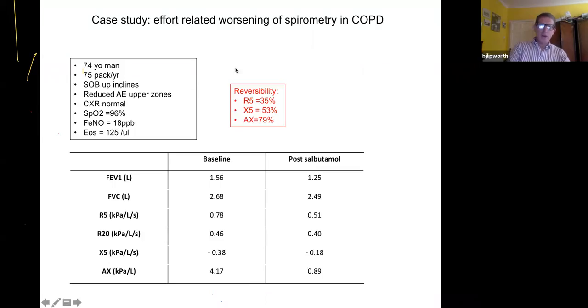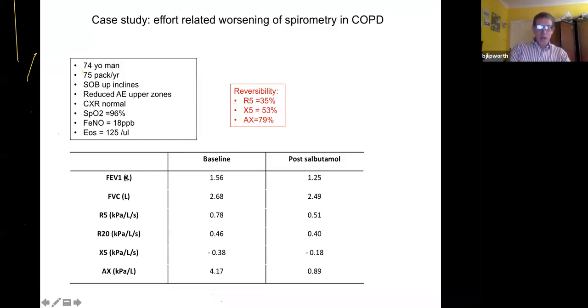So let's have a look at a wee case study here. So this is a patient with severe COPD, where we gave them, again, inhaled salbutamol. This was a 74-year-old man, a heavy smoker, who was getting breathless, had reduced air entry in his upper zone, so he probably had some emphysema, despite having a normal chest x-ray, had a slightly low oxygen saturation, normal exhaled breath nitric oxide, which you'd expect, and had low eosinophils.